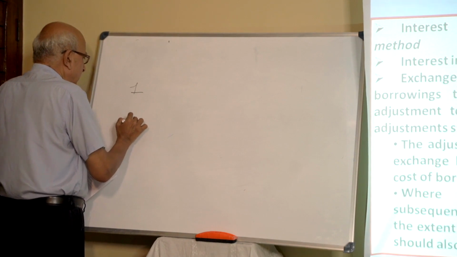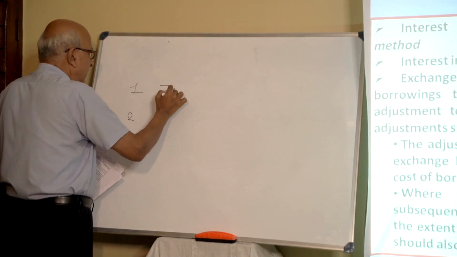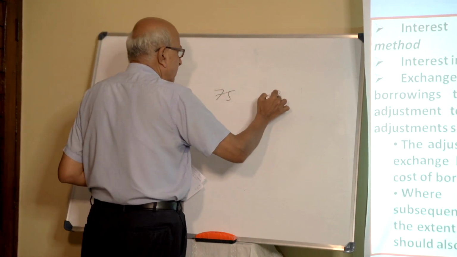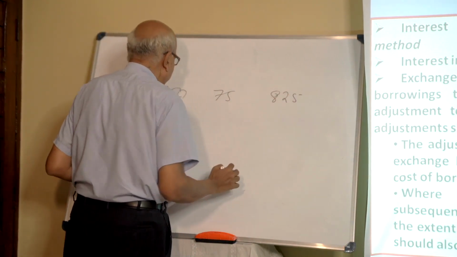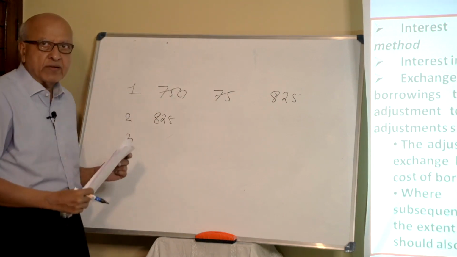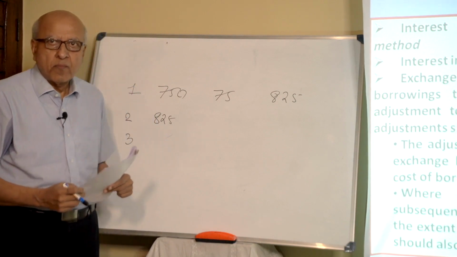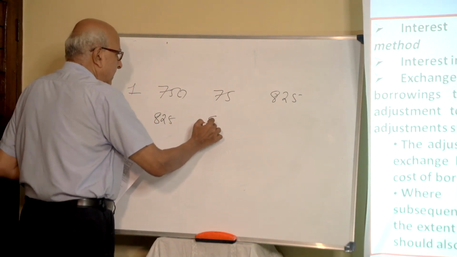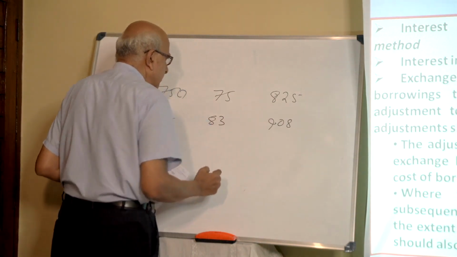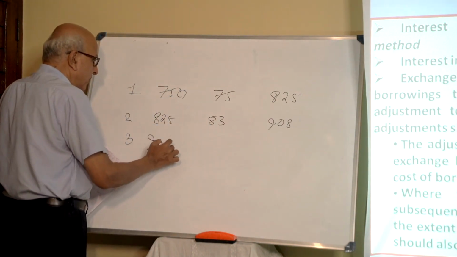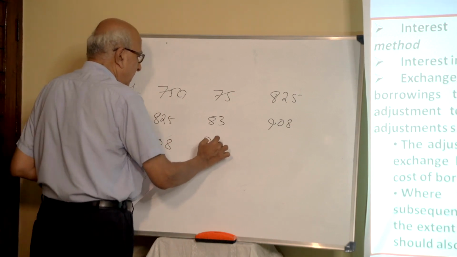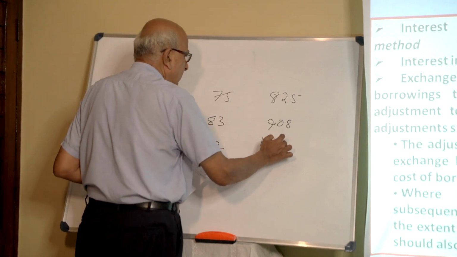Year 1, year 2, year 3. 750, 10% is 75. That means closing value how much? 825. We start with 825. Closing value of year 1 is the opening value of year 2. 10% is 83. That means this is 908. Closing value, opening value for third year is 908, balancing figure 92. This is 1000 rupees.